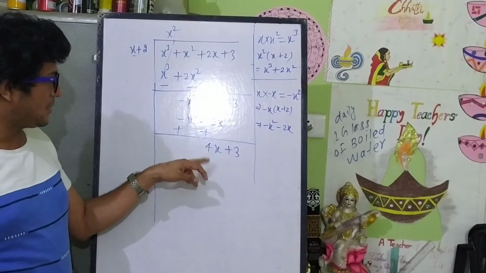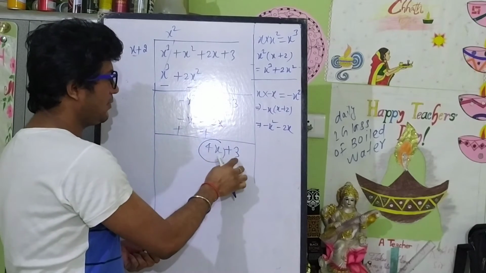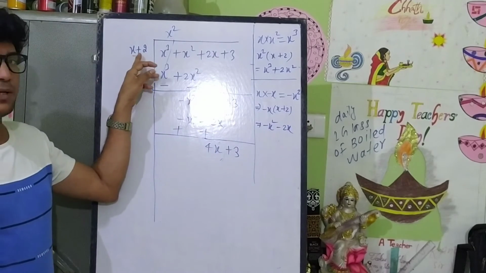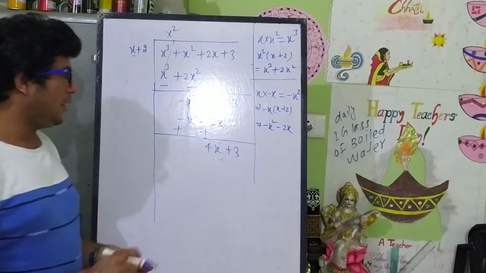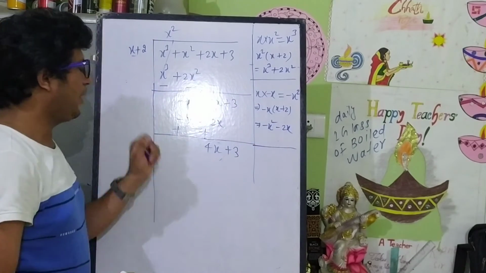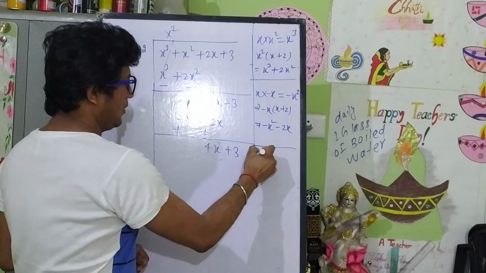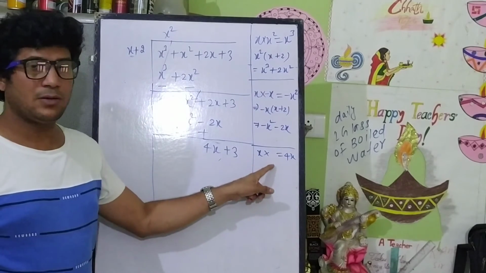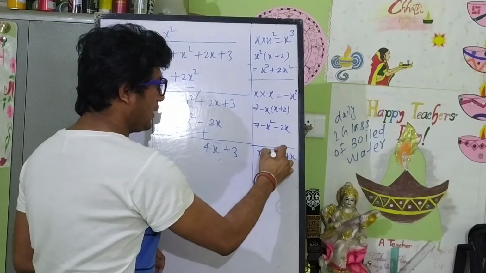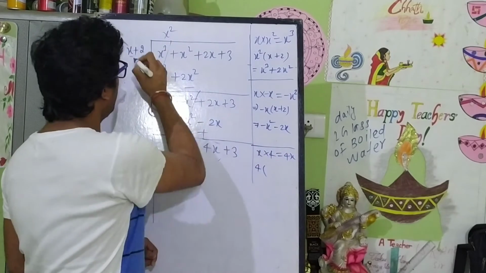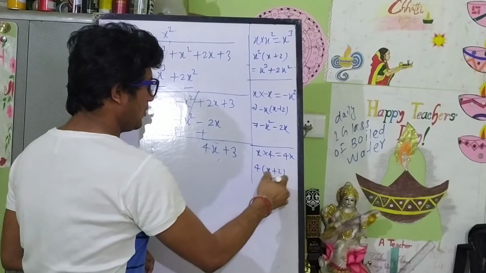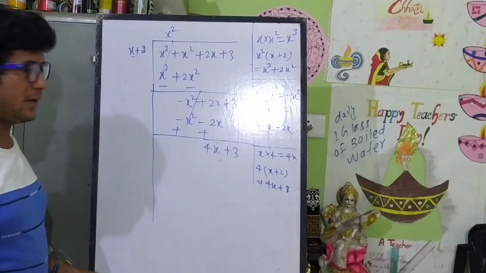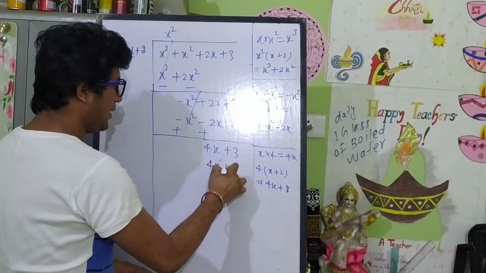Now look only at this term, don't bother about the other term. The term is 4x, and here x plus 2. We want only 4x. This is already x, so by which number are we going to multiply? We multiply 4. So 4 multiplied with x plus 2 becomes 4x plus 8. So I am going to write here 4x plus 8.